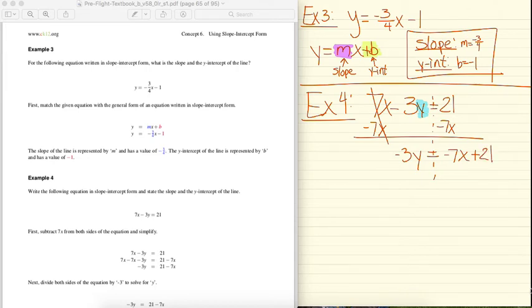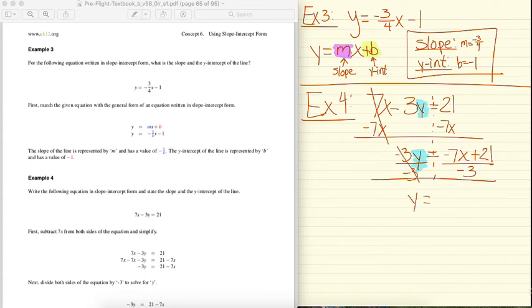I always get in the habit of writing the x term first. But if you look at your textbook, they didn't initially do it that way. They said 21 minus 7x, but the way I have it written is the exact same. Next, we have negative 3 that's being multiplied by the y, and again, the goal is to get y by itself. The inverse or opposite of multiplication is division, so we need to divide everything by negative 3.